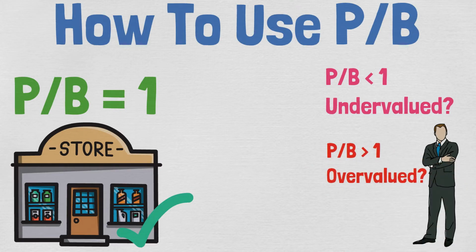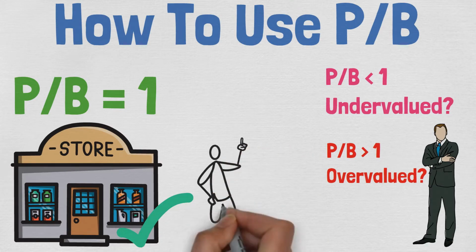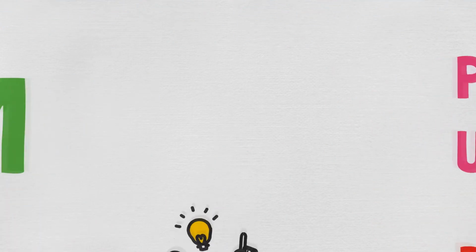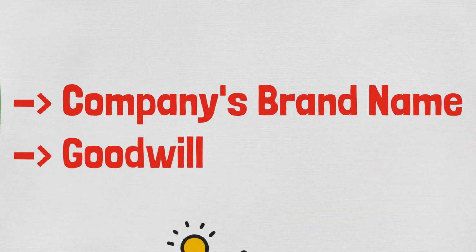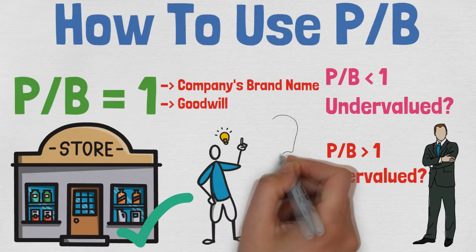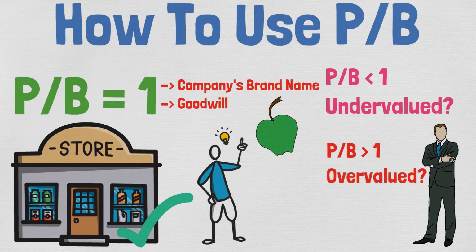But as always, you shouldn't make your investments based on only one financial ratio. The price to book ratio doesn't take into account things like the company's brand name and goodwill, which in Apple's case for example are a huge factor and could explain why the price to book ratio is high.